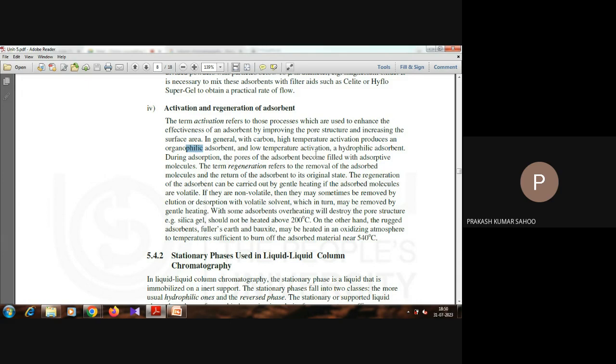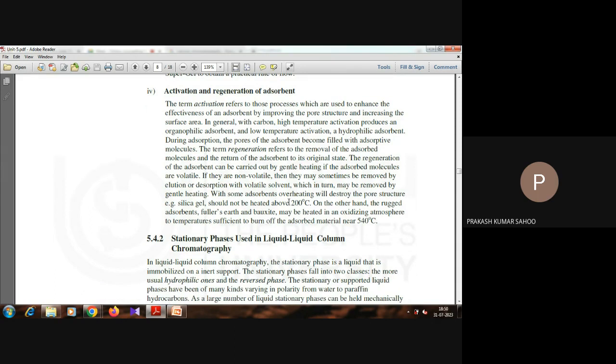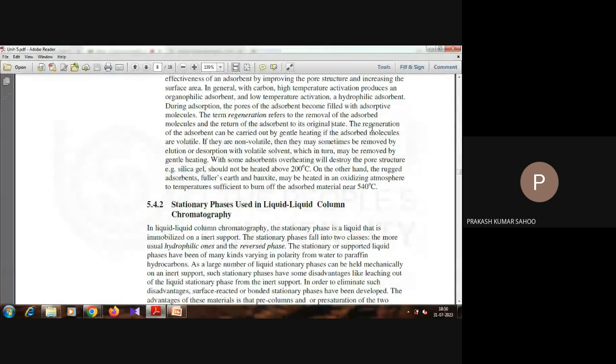During adsorption, the pores of the adsorbent become filled with adsorptive molecules. The term regeneration refers to the removal of the adsorbed molecules and the return of the adsorbent to its original state. The regeneration of the adsorbent can be carried out by gentle heating if the adsorbed molecules are volatile. If they are non-volatile, they may sometimes be removed by elution or desorption with a volatile solvent. That means it is application of heat, which in turn may be removed by gentle heating.